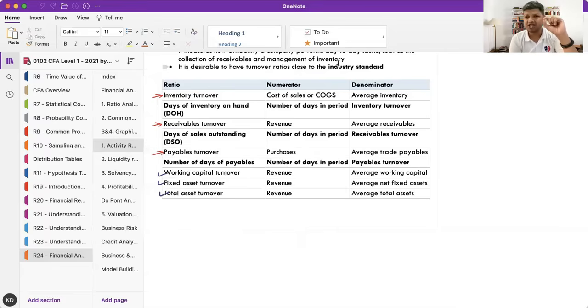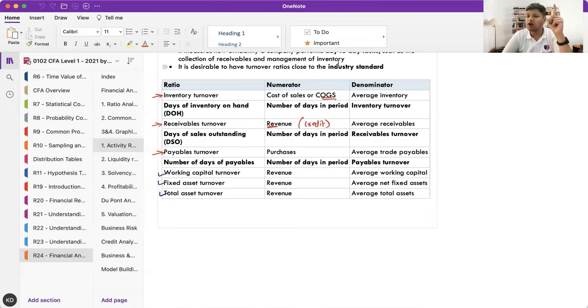Is inventory measured at the amount of selling price or at cost? Cost. Therefore, instead of having revenue in the numerator, I have cost of goods sold. Correct? But when it comes to receivables, I do have revenue. But which revenue do I have? I have credit revenue. Why? Not cash. Because receivables are against the sales that you made on credit. Is that clear to everyone?